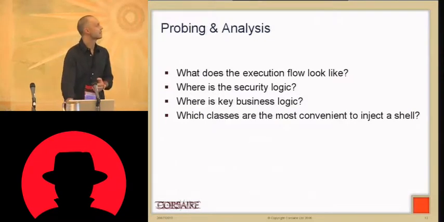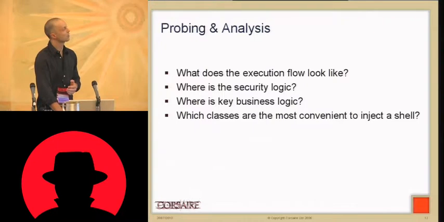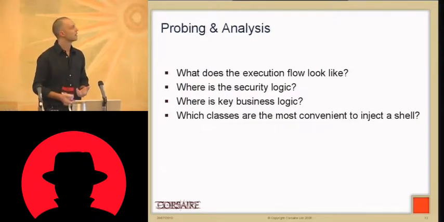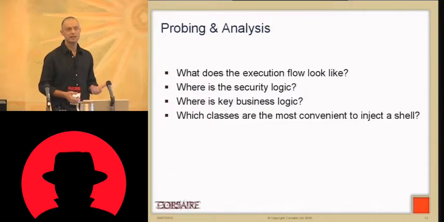Probing and analysis is looking a bit more in-depth at the flow of the application. So we want to know where the interesting execution flow is, where the key security logic is. Is there any security logic in the client? There really shouldn't be. All the security logic should be on the server side. So we want to try and identify if there is key business logic or key security logic in the client. And then finally, for this approach, I'm using the technique of injecting a shell into the application. So we need to try and identify where the most convenient point to inject that shell will be.